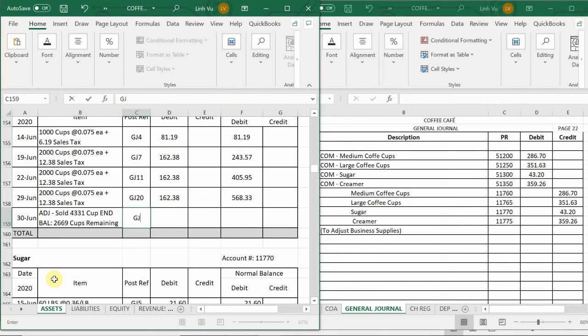General Journal, once again, 22. And this time, the total cost of this was $351.63. So then that brings my account balance down to $216.70. Good.